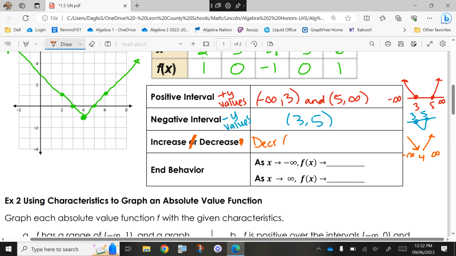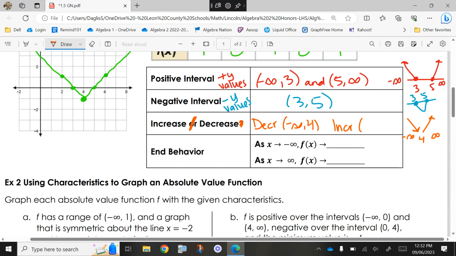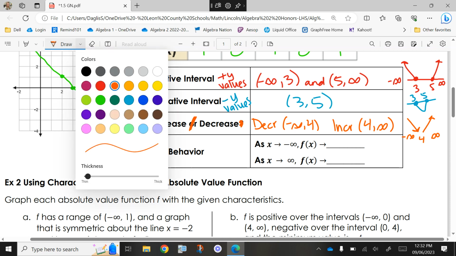Okay, so we said between negative infinity and 4. And then where would you say we're increasing? 4 to infinity and beyond. So absolute values will always have one of each. You will always have an increasing part and a decreasing part.